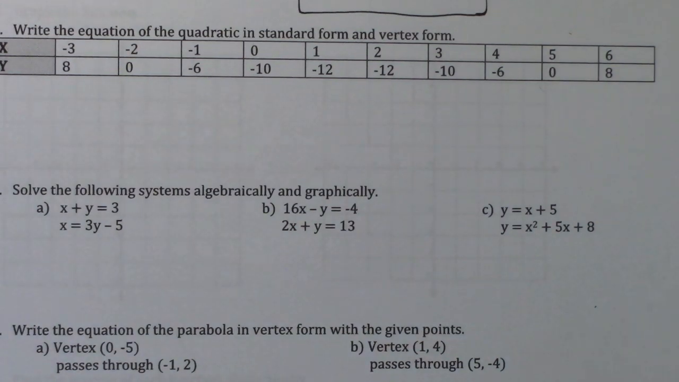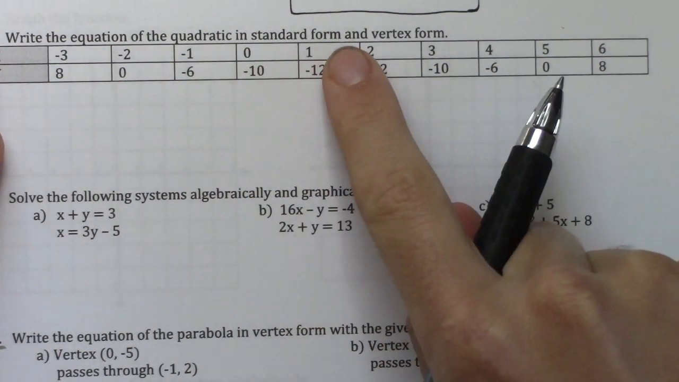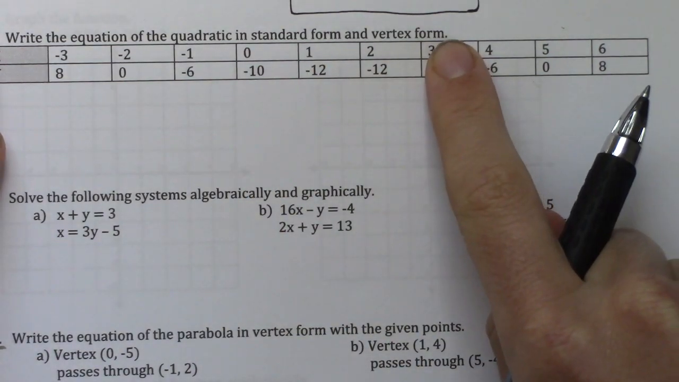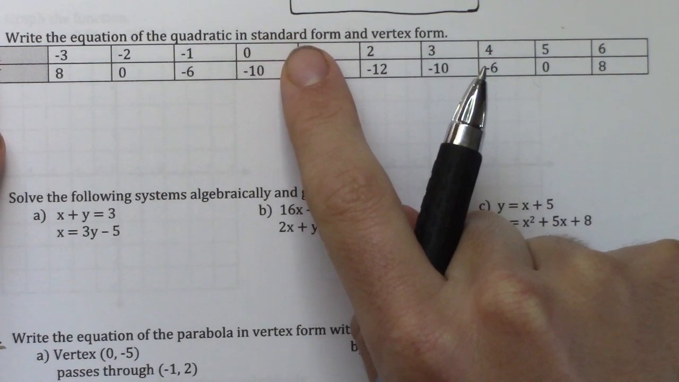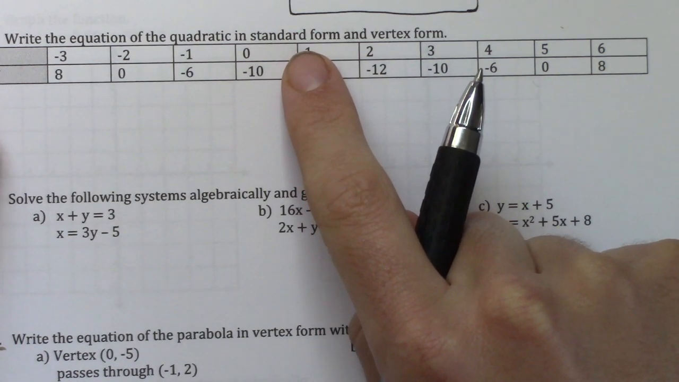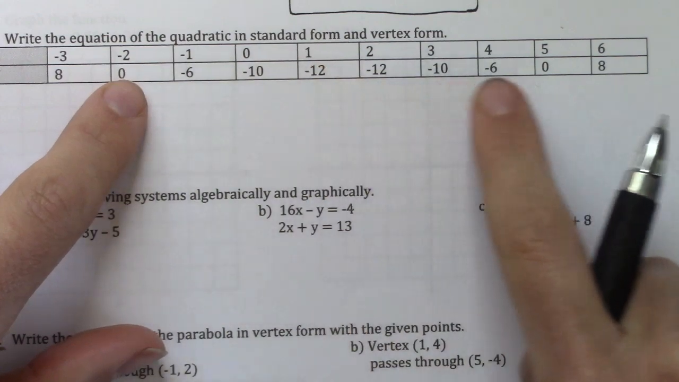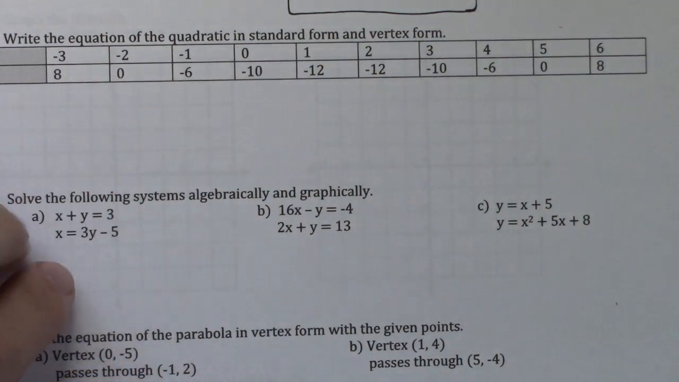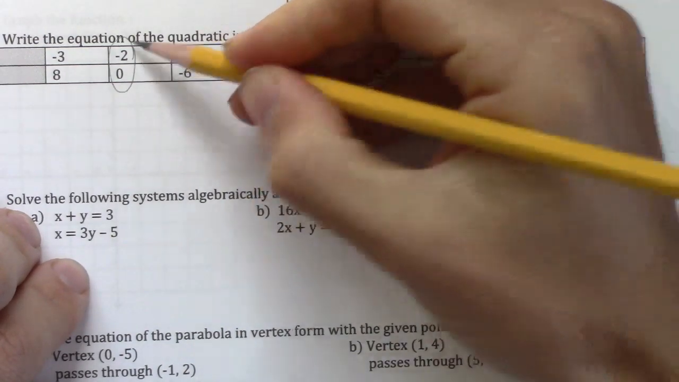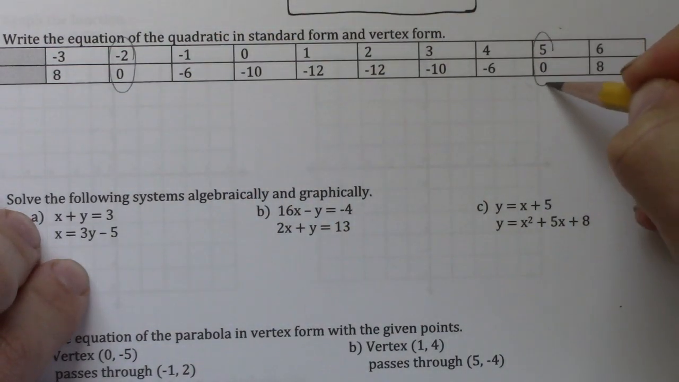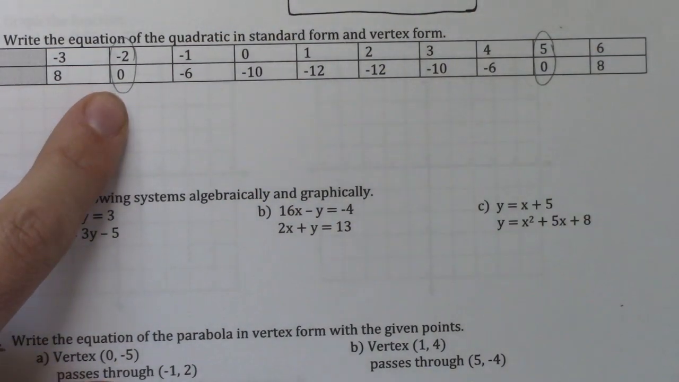Number 2. So we were asked to write the equation of the quadratic in standard form and vertex form. I'm going to do standard form first because it's actually a little bit easier. And so I want to remind you that what we're going to do is identify our x-intercepts and use reverse factoring. So our x-intercepts occur when y is equal to 0.